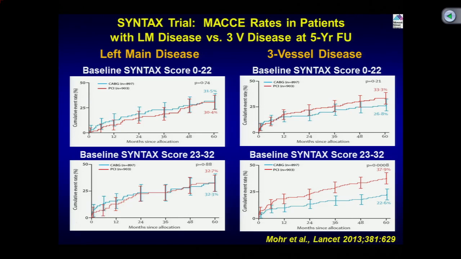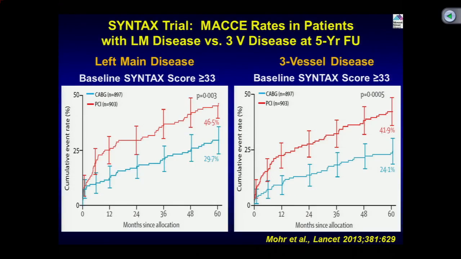If you see left main disease, SYNTAX score of 22, 23 to 32, and whether you have 3-vessel disease, you can see in the left main the curves of CABG and PCI look identical, superimposed. But once you go to the multivessel disease, there is a difference even in the low SYNTAX score patient. Very important, although it doesn't reach statistical significance in less than 22, there is a gradient even in the low SYNTAX score patient with multivessel disease, while for the left main, it only gets into the high SYNTAX tertile, the 33 and above.